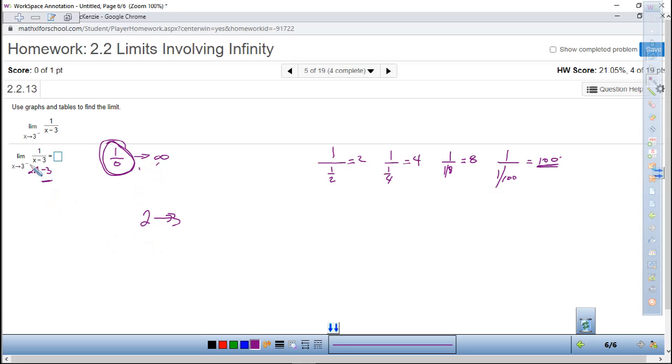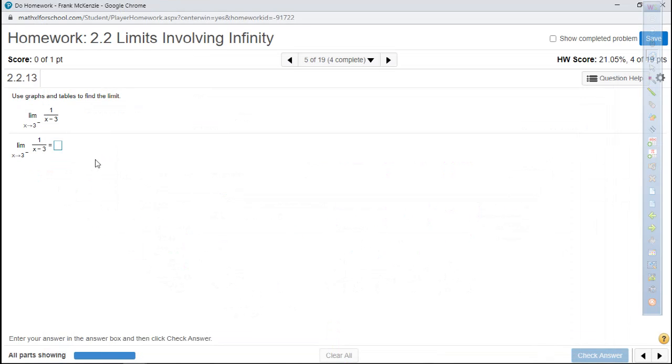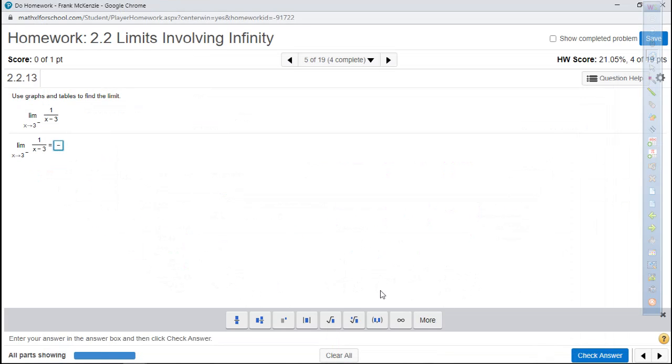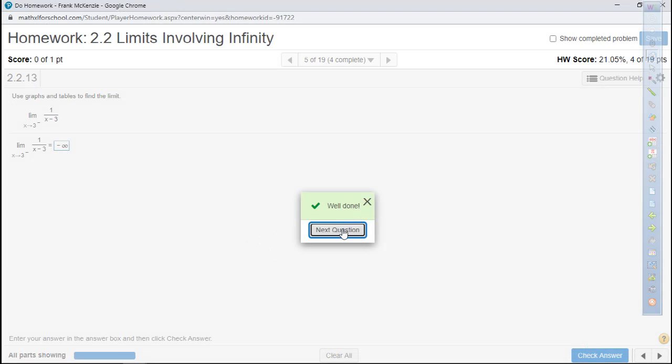Now, because my bottom is negative, that means that I have a negative 0. Yes, I do realize that there is no such thing as a negative 0. You've got to remember, though, this is a limit. We're not actually equaling 0. We're just getting really, really close to 0, and it happens to be a negative number. So that means that this infinity is going to be a negative infinity. So we put in our negative, put in our infinity, we check our answer. Well done.